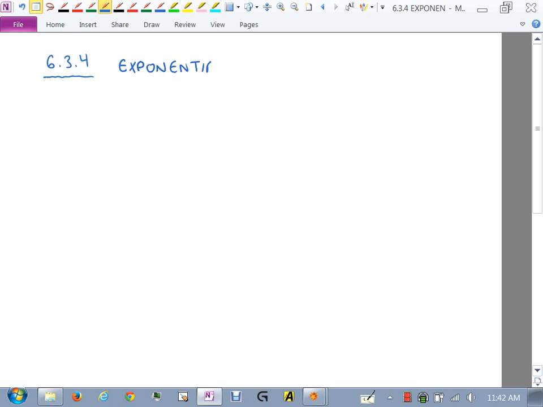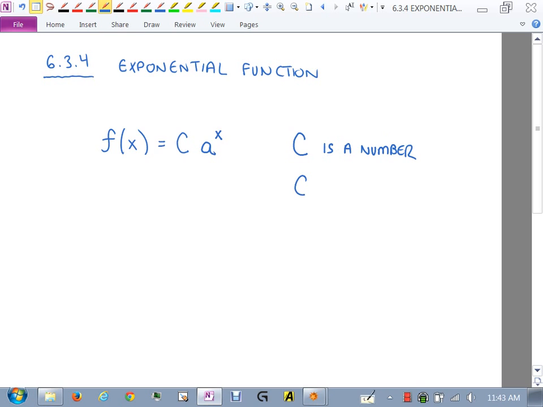Exponential functions. If you have a function that looks like this, I want to use the exact notation of the book. This is what an exponential function looks like. Capital C is a number. Capital C is not 0, because if it was 0, the whole thing would just be 0.